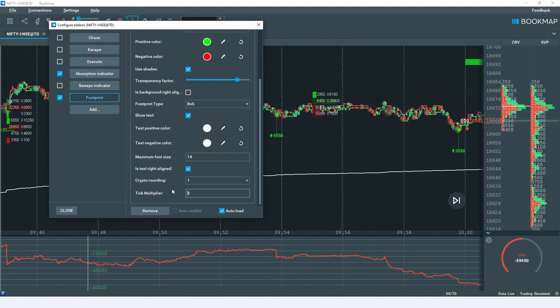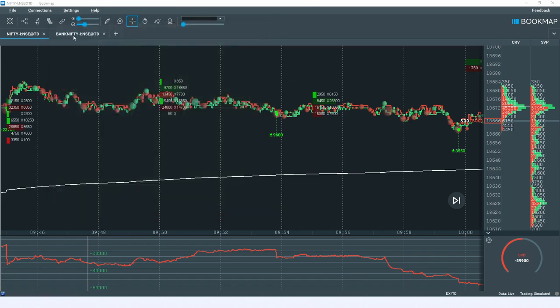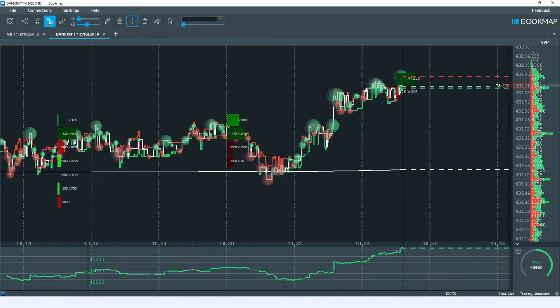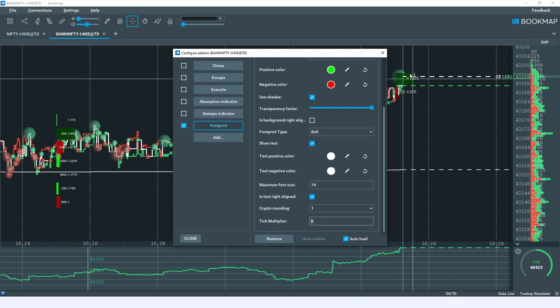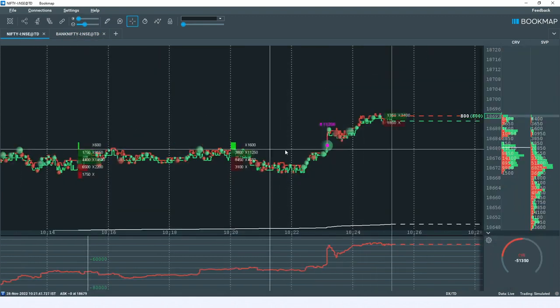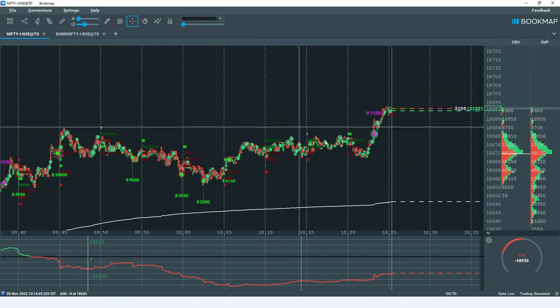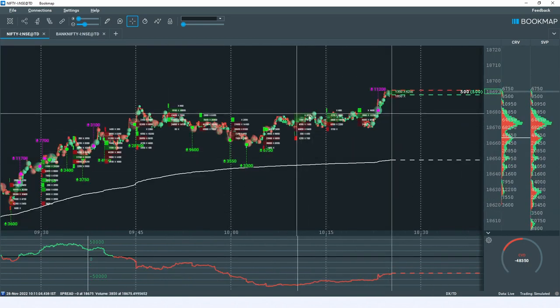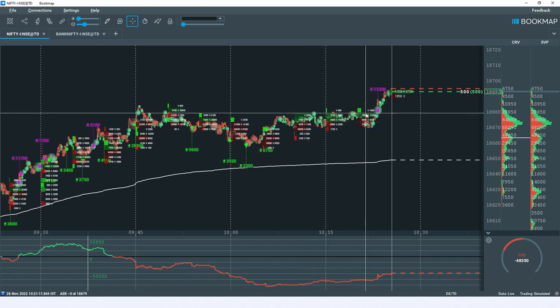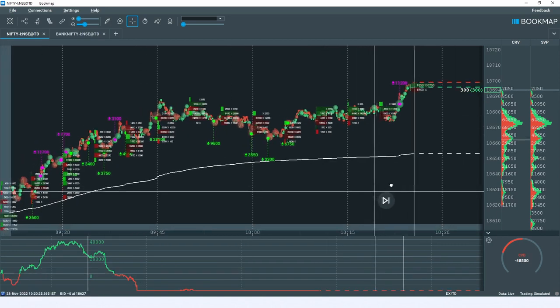The tick multiplier will change based on the instrument's present price level. For Nifty, I'm presently using 3. For Bank Nifty, I'm presently using 6, double that of Nifty. You have to adjust this according to the visual factor, how the overall footprint charts are looking. It has to look clean. That's the overall idea of giving a tick multiplier.